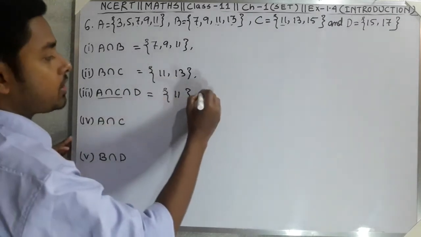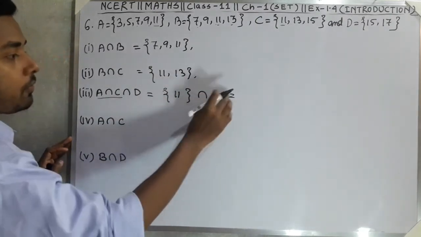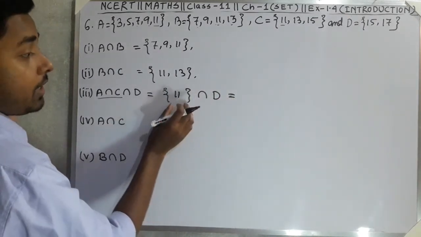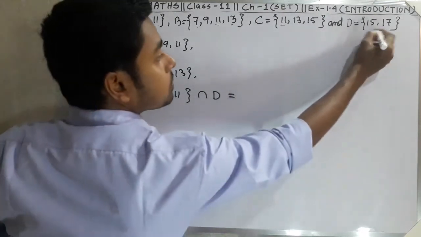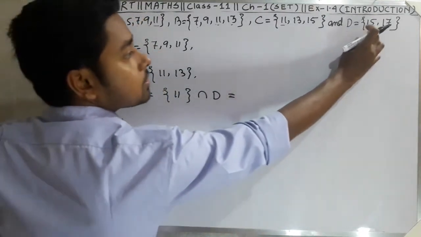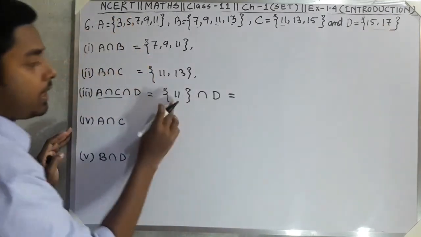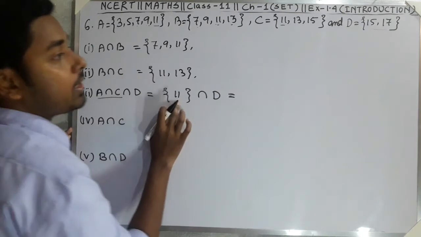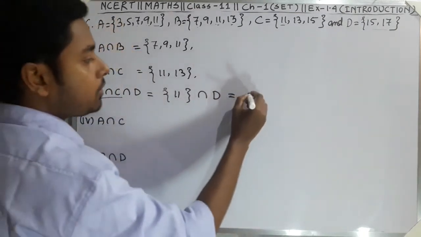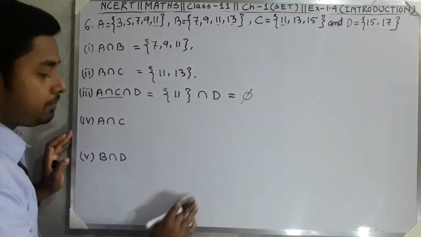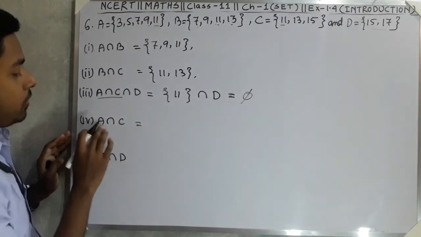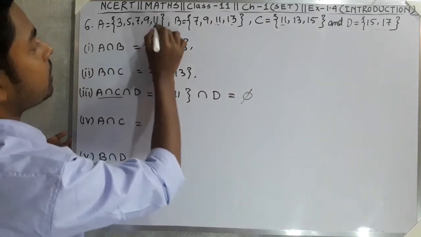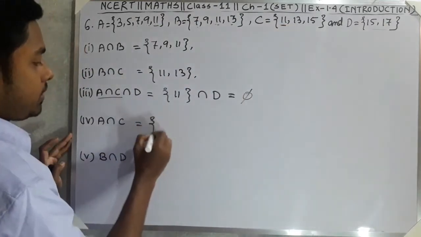Now intersection D. Now we have to find out the intersection of these two sets. So this is 11 and D. D is equal to this one. So what are the common elements? Here the elements are 15 and 17 and here there is only one element, 11. So here 11, 15, 17. No element is common, that means it is empty set. Question number 4. A intersection C. A and C, what are the common elements? You can see only 11. So it is 11 only.